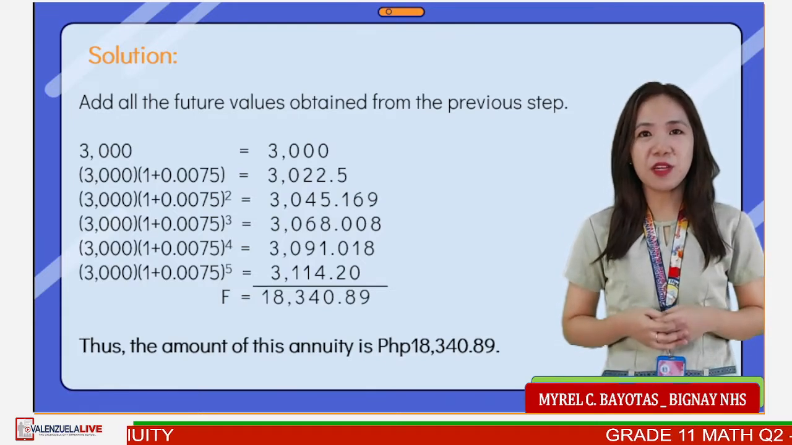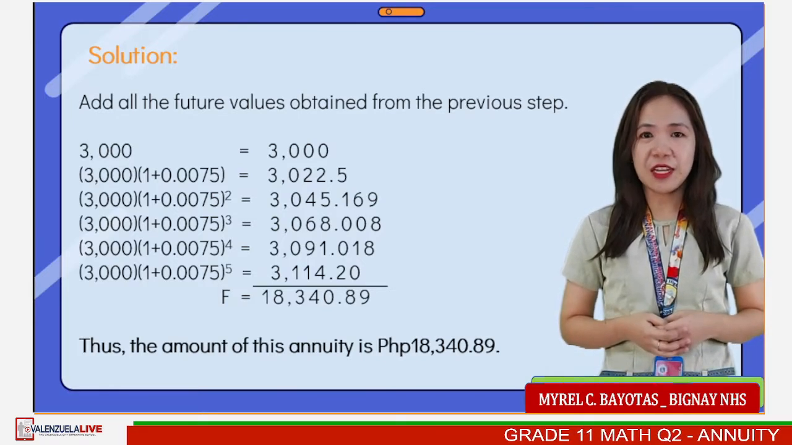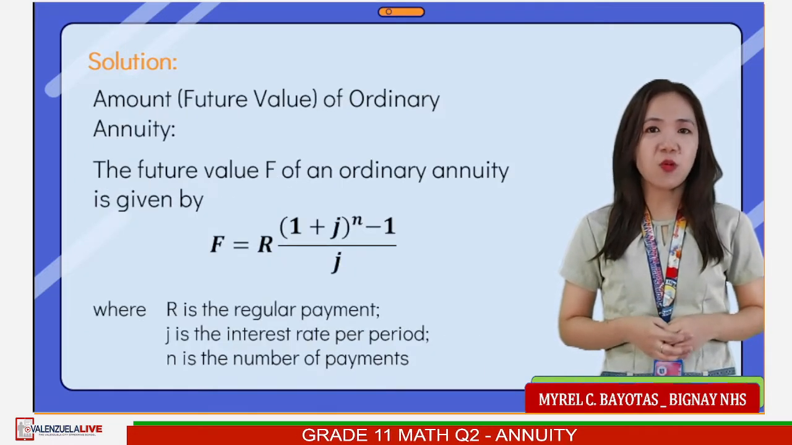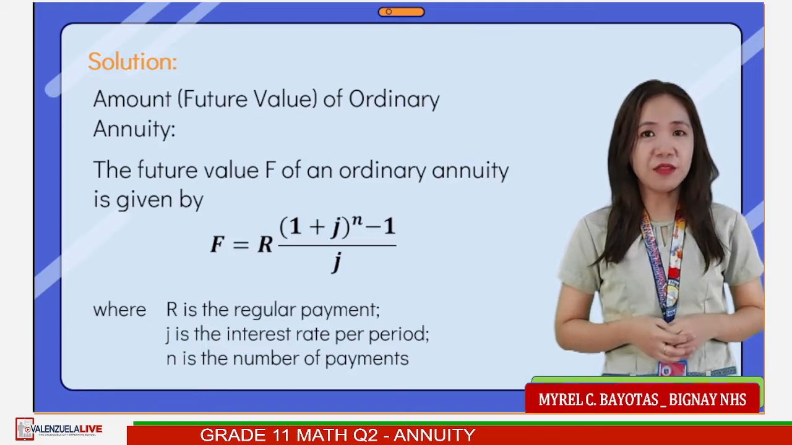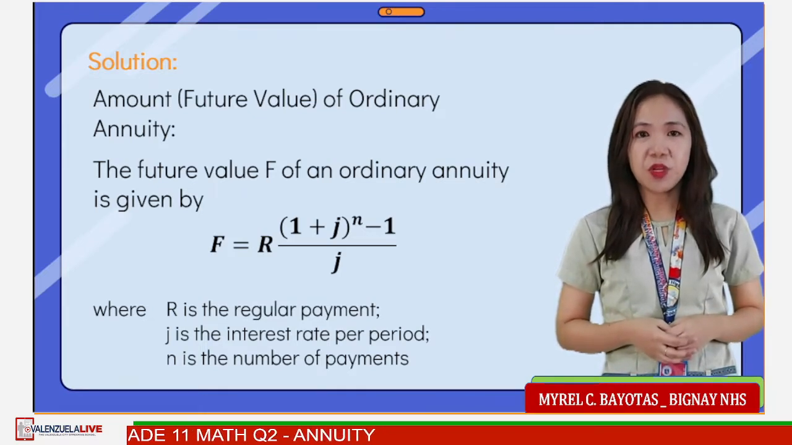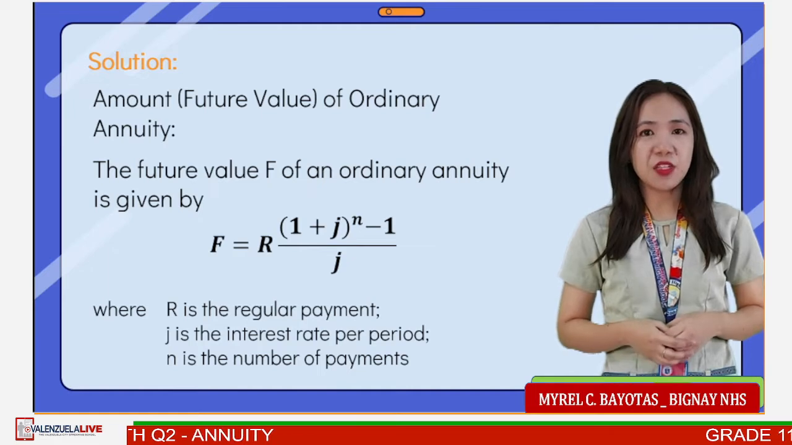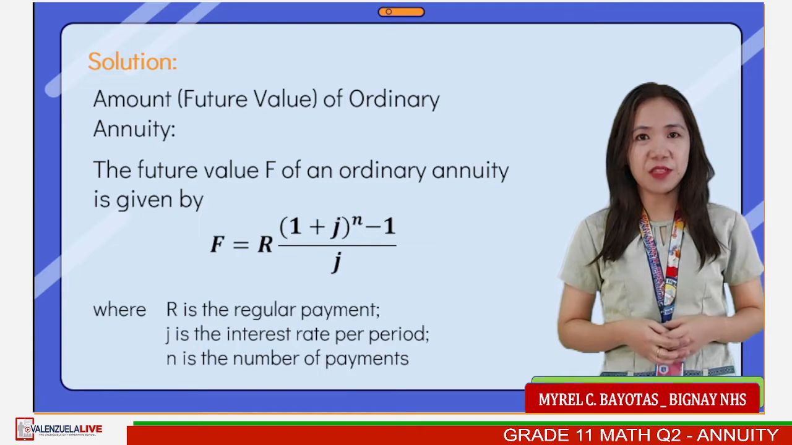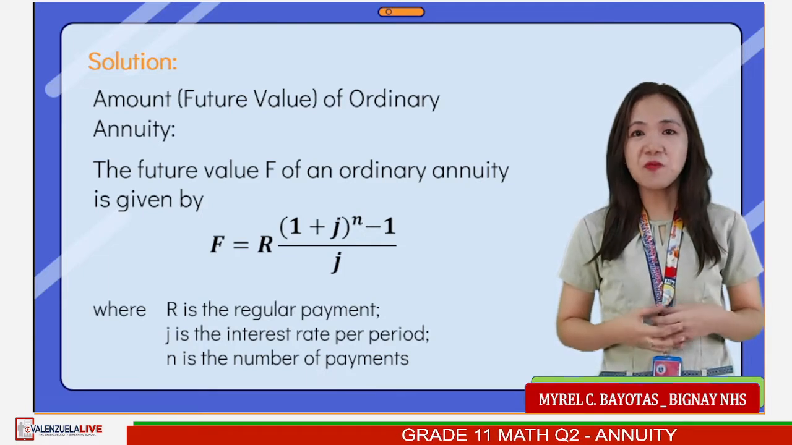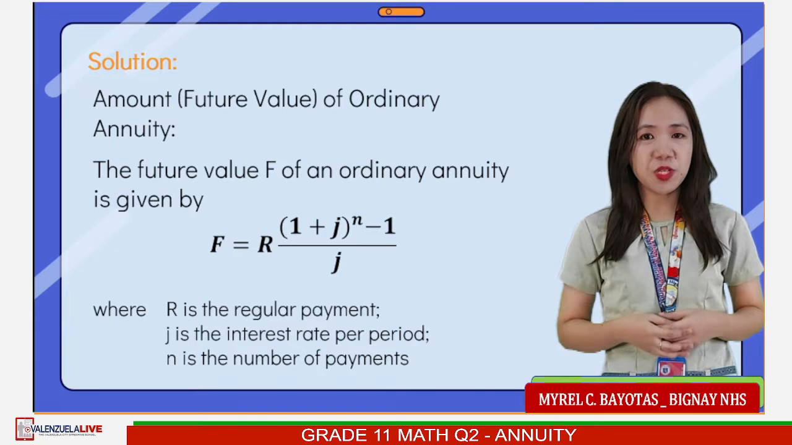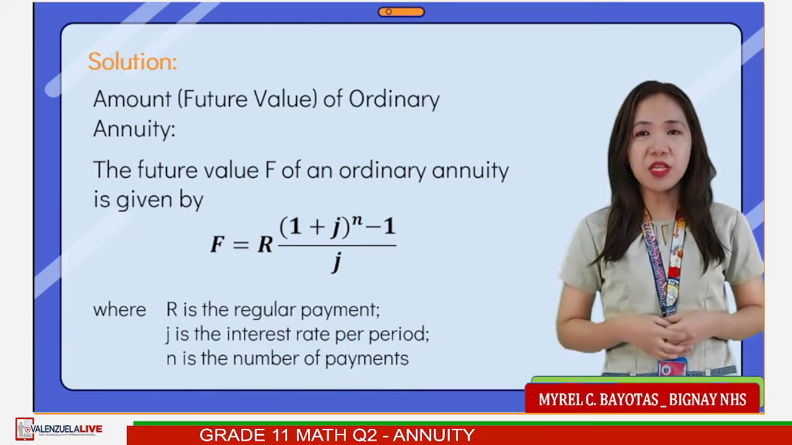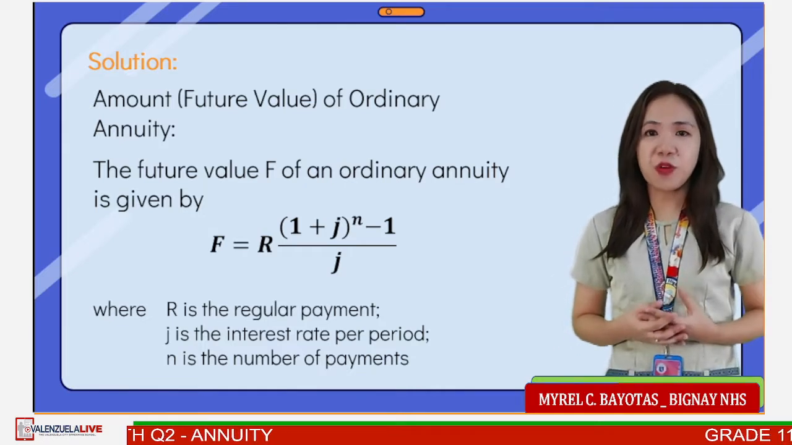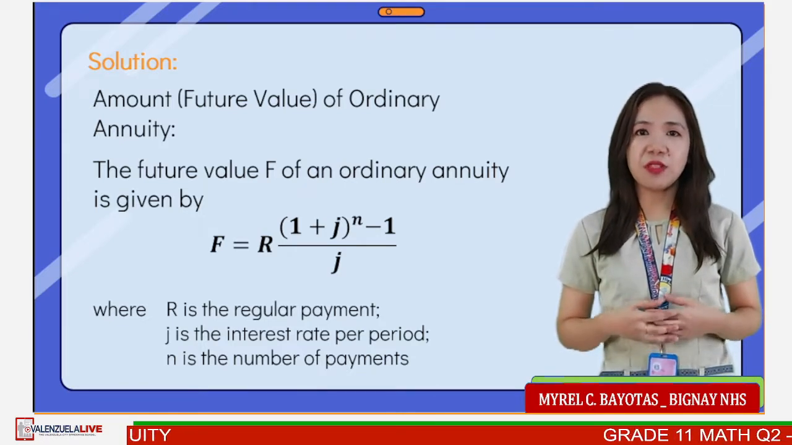Actually, there's another way of solving for the future value. That is through the use of the formula F is equal to R times the quantity of 1 plus J raised to N minus 1 all over J, where R is the regular payment, J is the interest rate per period, and N is the number of payments. This formula was derived based on the procedure on how to accumulate the payment of each period to the end of the term. After reading the problem carefully, let us now list down the given.